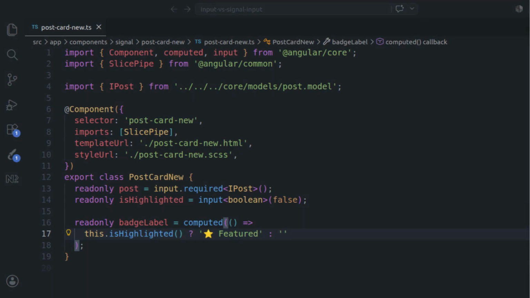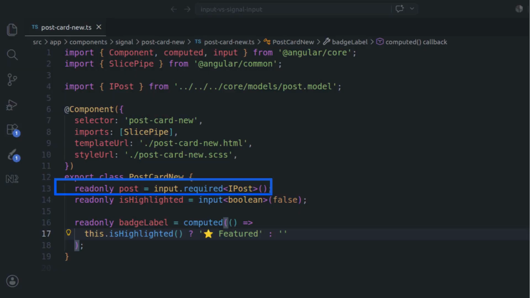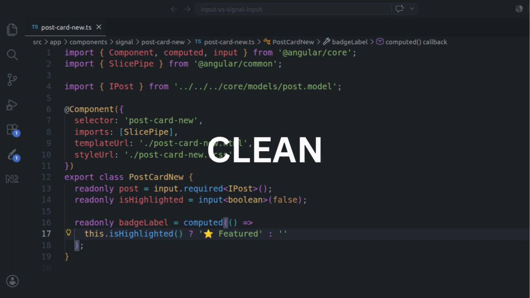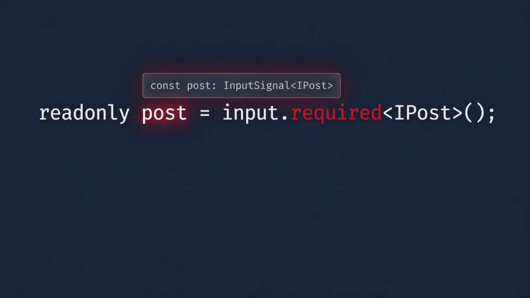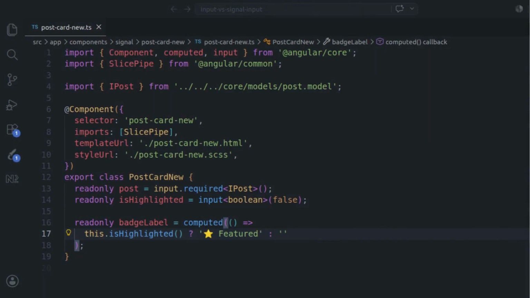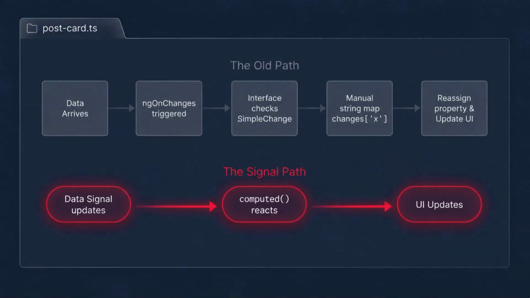Now look at this code. No assertion. TypeScript knows this is required because input.required returns a type that Angular's compiler understands natively. Clean, no lying to TypeScript. Now the exclamation mark is gone, and the type is fully inferred. input.required returns a required input signal. Angular's compiler and TypeScript both know this must be provided. No manual assertion needed. The entire OnChanges block is replaced by one computed.